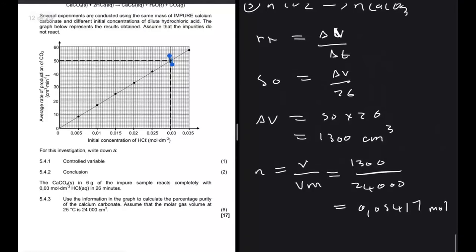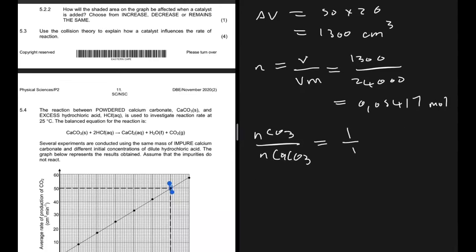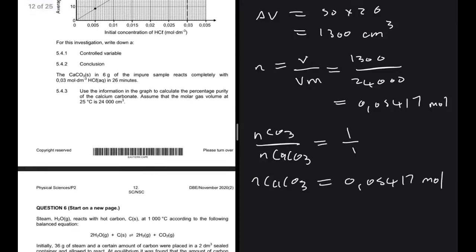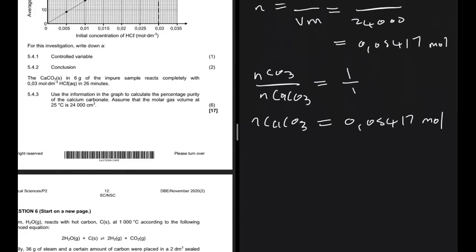From our equation, we know that the number of moles of CO2 divided by the number of moles of CaCO3 equals 1 divided by 1, because those are the balancing coefficients. So the number of moles of CaCO3 will just be equal to the number of moles of CO2, so that will also be 0.05417 moles. Now we've done step 2 to calculate the number of moles of CaCO3. Now we can take a formula and calculate the mass of CaCO3.